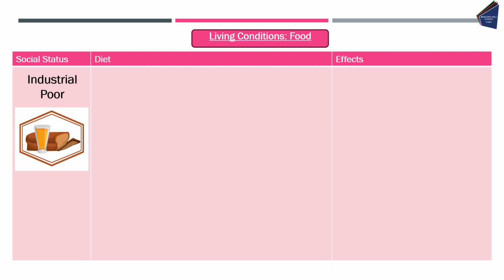Final section for living conditions is food. We're going to have a look at what the industrial poor, what their diet was like and what the effects of this diet were, and whether it was change or continuity.